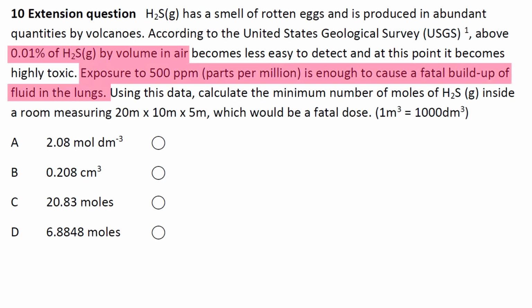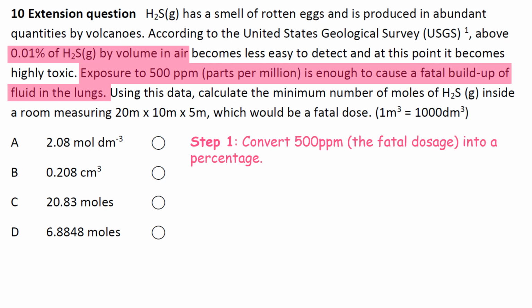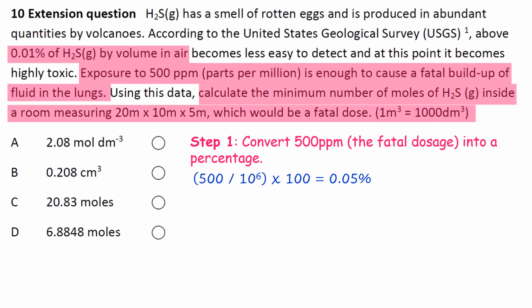So, first thing to do is to take the data that we're given. I need to convert 500 parts per million into a percentage. So dividing 500 by 10 to the power of 6, 500 over a million in other words, and multiplying by 100, that gives us 0.05%.